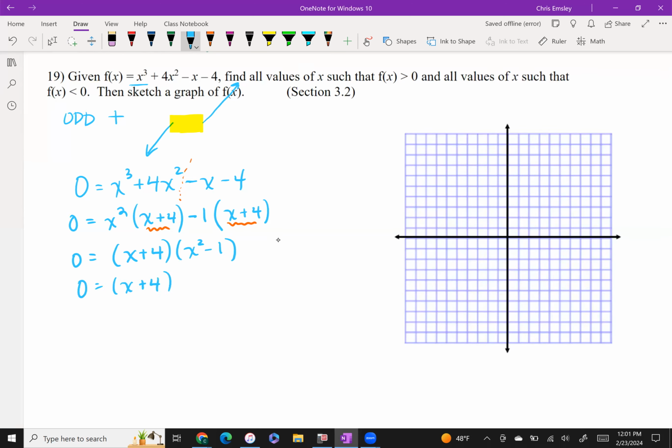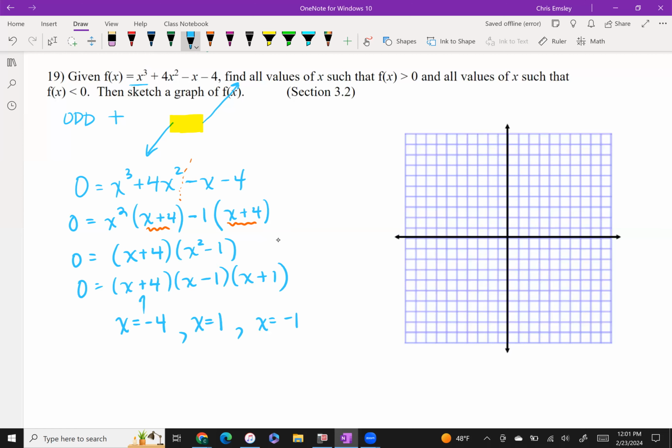And x squared minus 1 is the difference of 2 squares. So it factors one more time. And we get 3 x-intercepts. We get one at -4. We get one at +1. And we get one at -1.